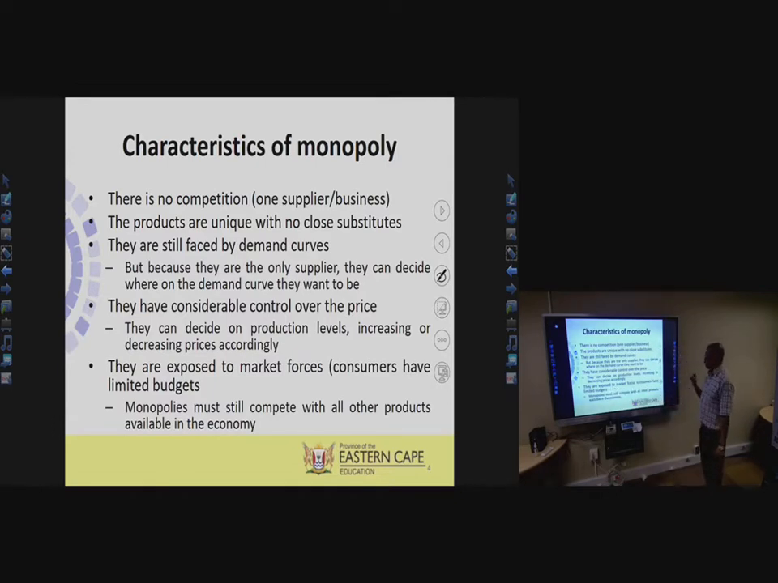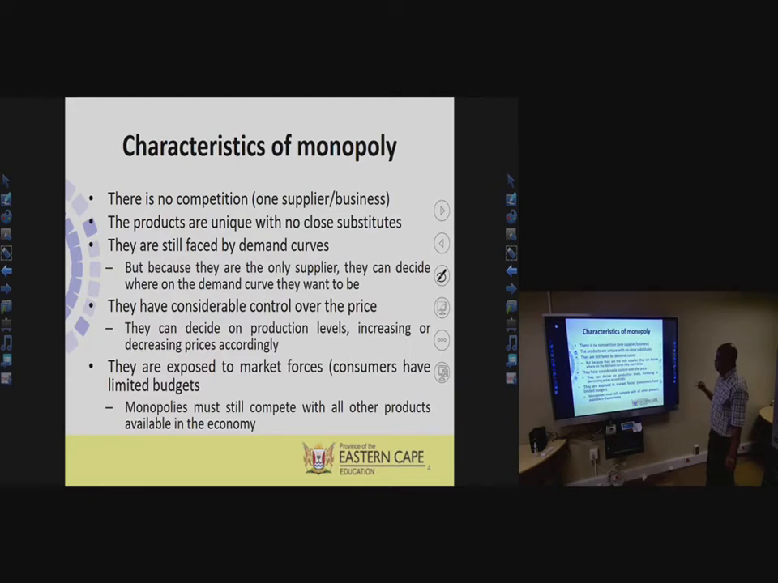They are exposed to market forces. Consumers have a limited budget. People who are buying have a limited budget, and therefore if we want this product to sell, then it has to be cheaper. They are going to look at the market forces and decide what price we must sell our product at so that we can get as much as possible from the consumers.